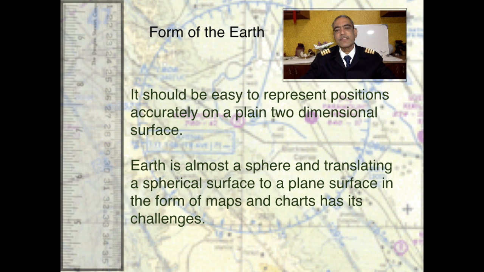But Earth is almost a sphere, and translating a spherical surface to a plane surface in the form of maps and charts has its challenges. And it's not a perfect sphere as well, as you will learn as the lesson goes. So, fixing and indicating positions on a plain piece of paper or a mathematical system is a complex subject, and therein lies the need for more and more sophisticated systems.